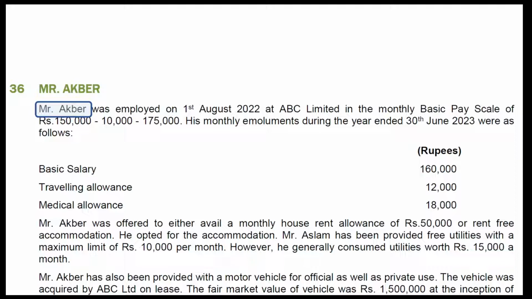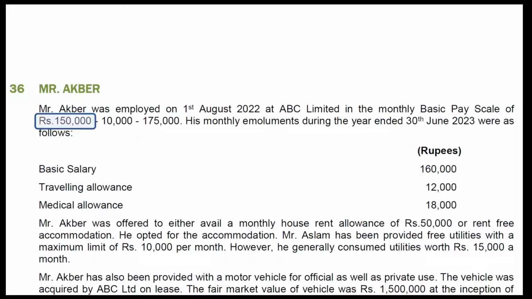Mr. Akbar. After reading first line of question, you can infer that the individual is resident person. Basic pay scales have been mentioned. A basic pay scale has 3 figures. These figures define the amount of monthly basic pay of an employee. First figure is the minimum amount from where basic pay starts. Here it is rupees 150,000. This figure is known as minimum time scale. It is abbreviated as MTS.